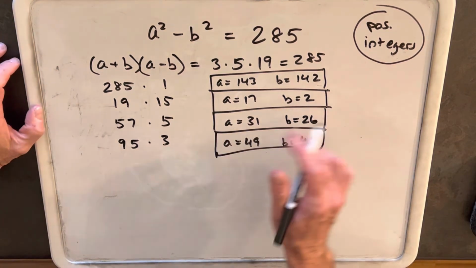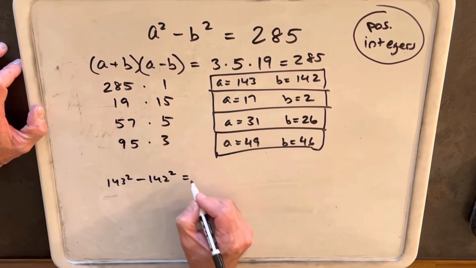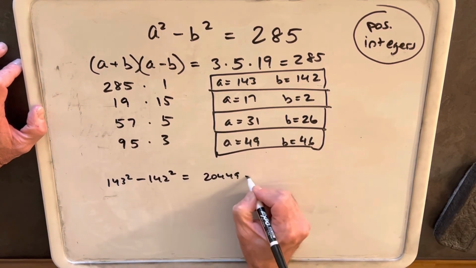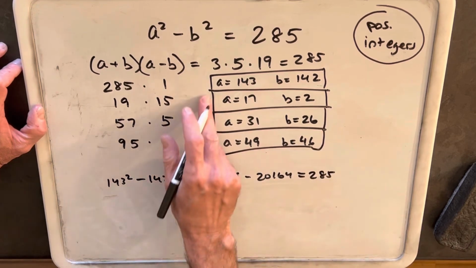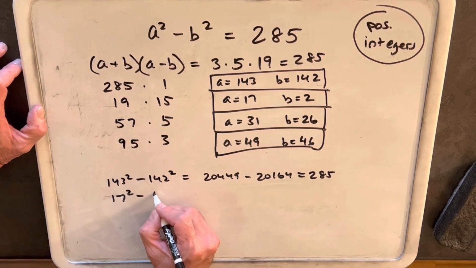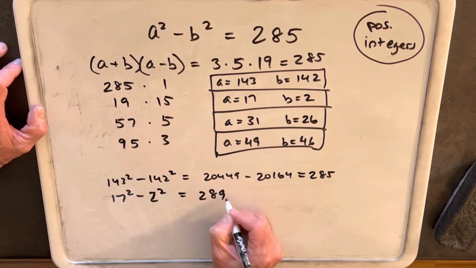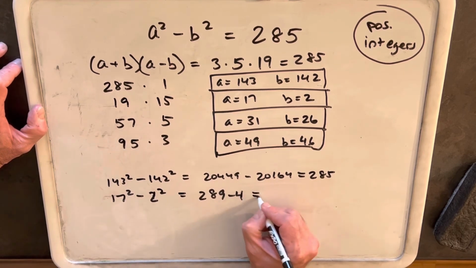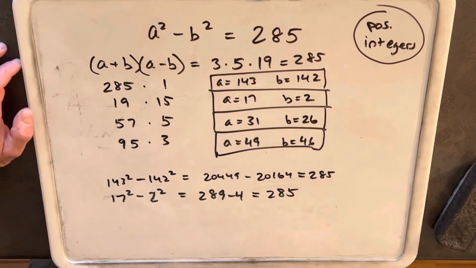Now let's do a quick check of our values. 143 squared minus 142 squared is going to be 20,449 minus 20,164, and that's going to equal 285. Then for our second equation, a is 17 squared minus b squared, which is 2 squared. That's just 289 minus 4. That's what actually made me think of this problem, because 289 minus 4 was the one that stuck out to me, but I didn't necessarily see the other solutions.